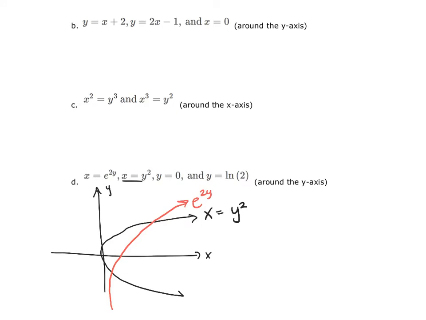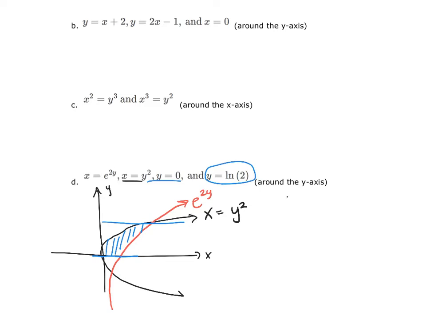Okay? And they're telling us where I am going to rotate between. So I'm going to cut it at y equals 0. That's this part, and I'm going to cut it at the natural log of 2. So y equals the natural log of 2. So somewhere about here is where I'm going to cut it. So this is the region in which I'm going to be doing the rotation. And you can see that my e to the 2y is the rightmost graph.